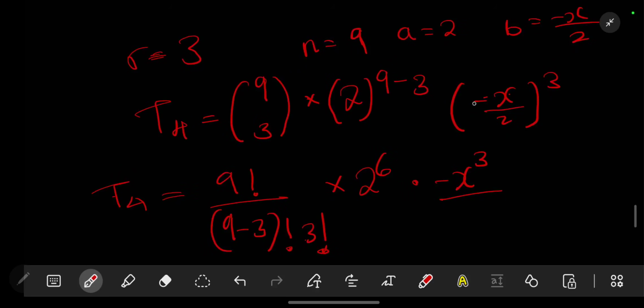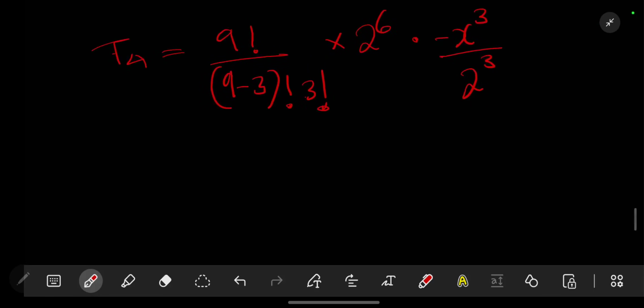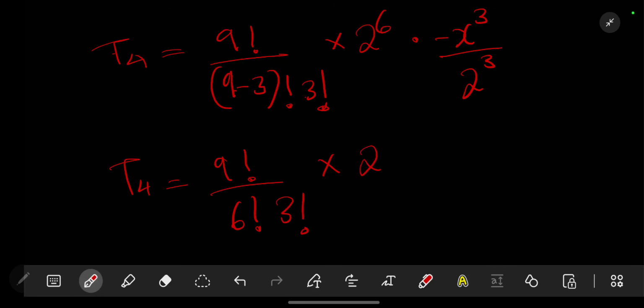We have over, so the negative will return as long as you are looking at an odd power such as 3, 5, 7. As long as it's odd, the negative will return. Then we have our 2 to the power of 3, like that. So to make our work easier, we are going to use the rules. So we have our 9 factorial over 9 minus 3 is 6, so we have 6 factorial, 3 factorial, then we have times our 2.